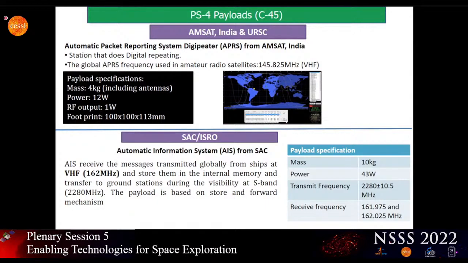Another payload that was flown on PS4 is the automatic identification system, where it receives the messages transmitted globally from ships and stores them in the internal memory and transfers them to the ground stations during the visibility in the S-band. As far as science is concerned, it is only the RPA payload that was flown on C45.